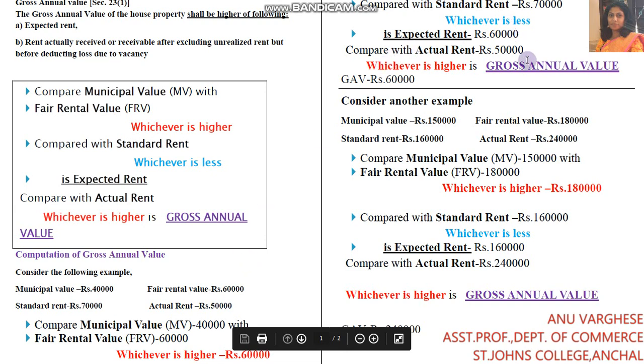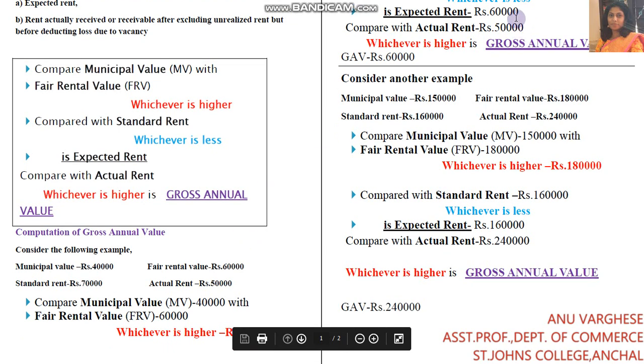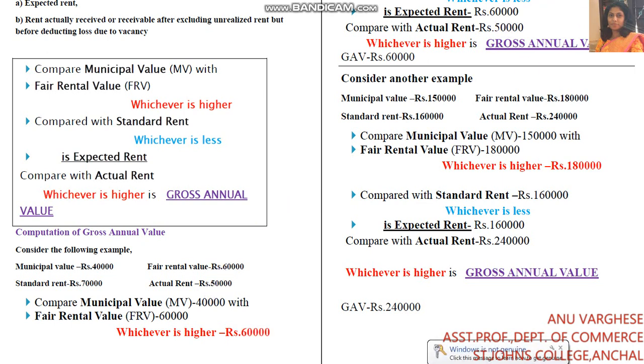That expected rent of rupees 60,000 has to be compared with actual rent 50,000. Whichever is higher, 60,000 or 50,000, 60,000 is higher. So gross annual value is 60,000. Okay. Consider another example.